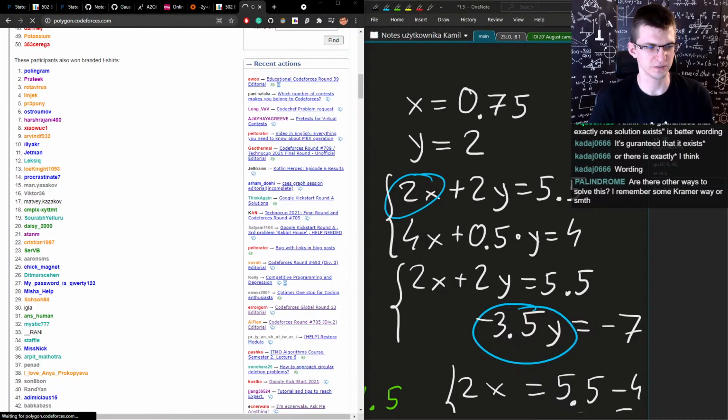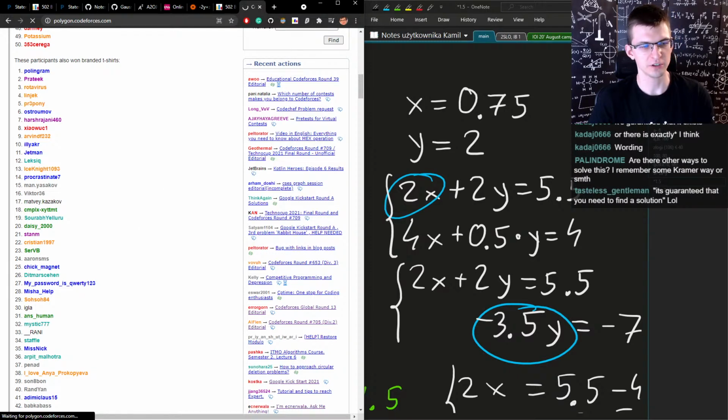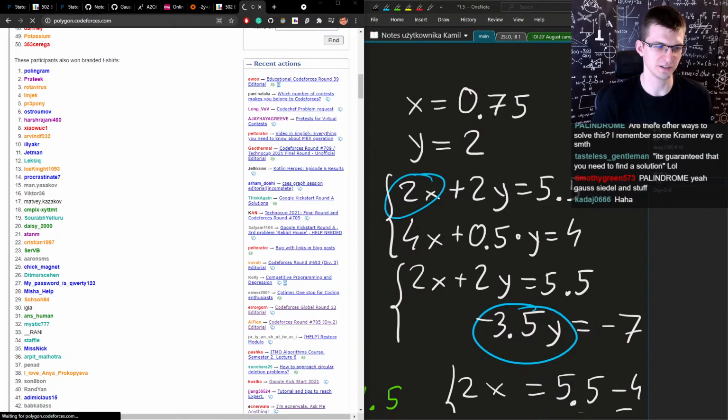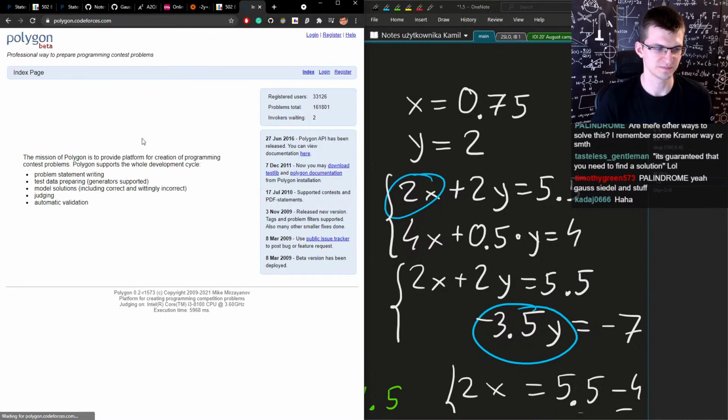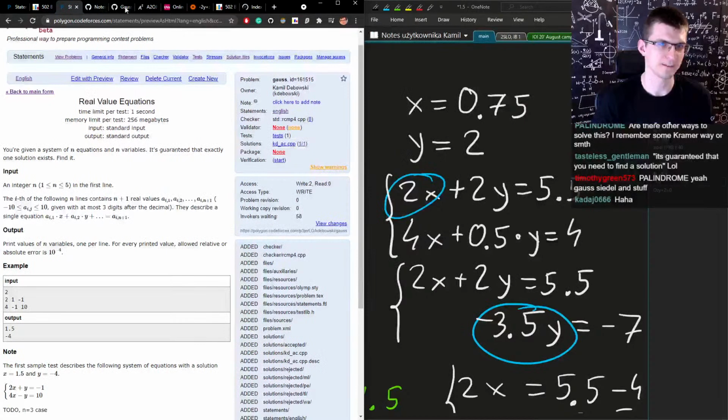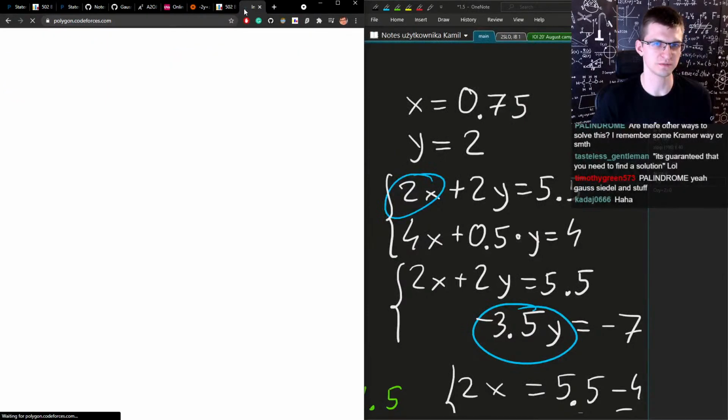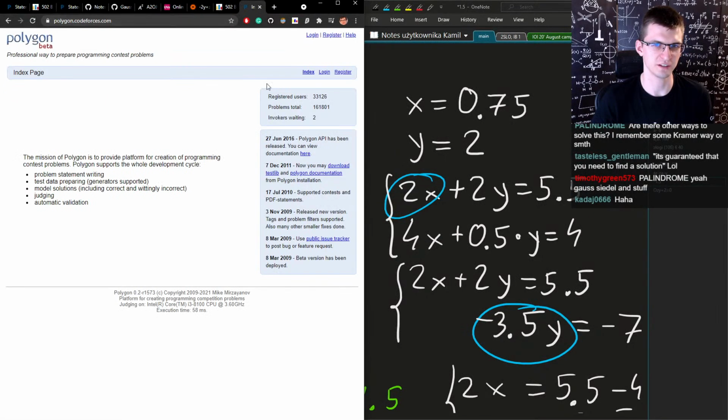Are there other ways to solve this? I remember Cramer's rule, but it requires a determinant, which is not easier to compute. Yeah, it's guaranteed that you need to find a solution. I will just write that in every statement. Well, that's annoying. Next time when Polygon works, I need to commit the stuff I already have.